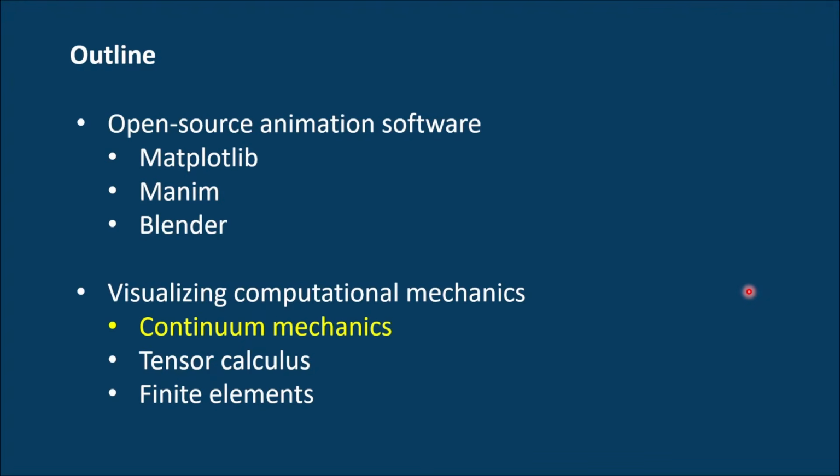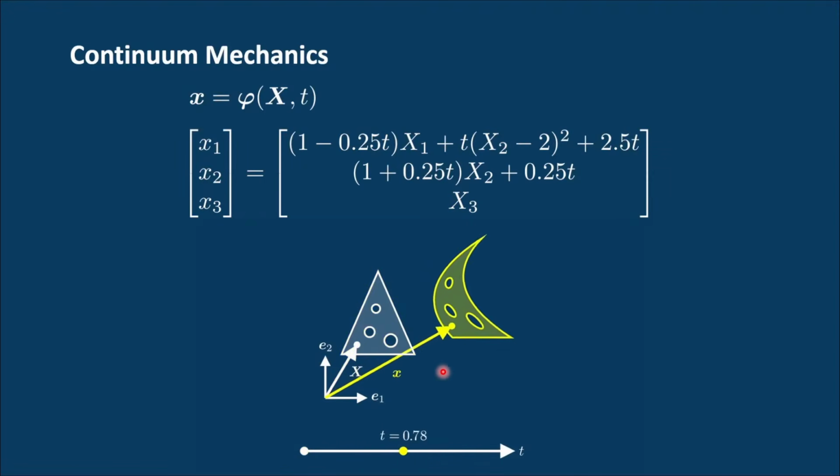Okay, so I want to talk about three topics: continuum mechanics, tensor calculus, and finite elements. Let's start with continuum mechanics. So this example we have already seen. If we have a deformation mapping, it's very nice for students to show them how this actually looks like in an animation. So for this example, there are different ways to make sense of this.